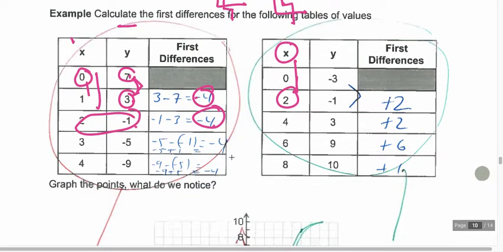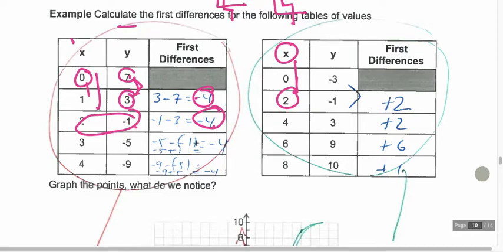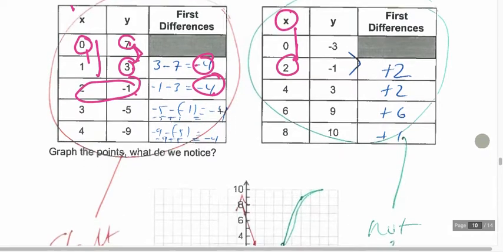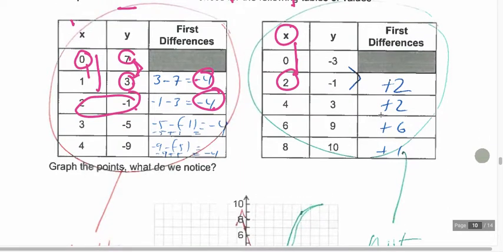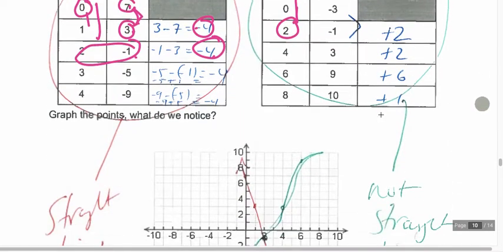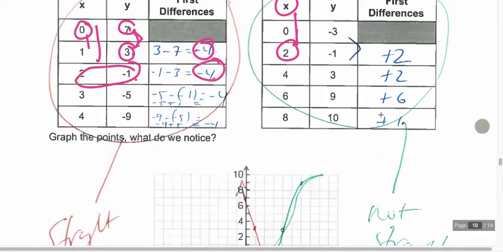Later on, when you get to grade 10, this will be your test for, is it a linear equation? Is it a straight line? Do I have the same first differences? These first differences here are not the same. So this will not be a straight line. It's not because these numbers are growing in a weird fashion.